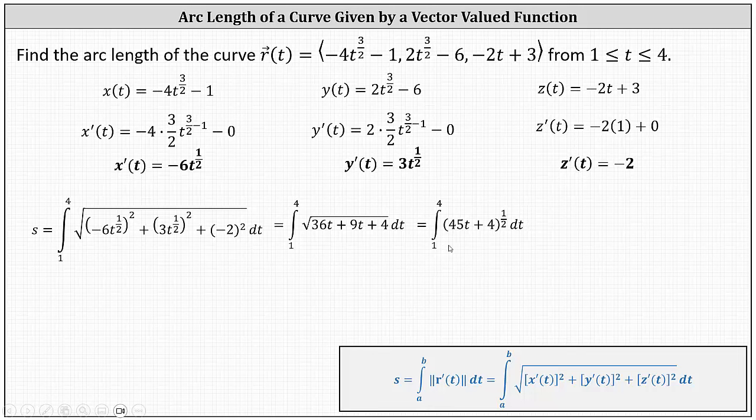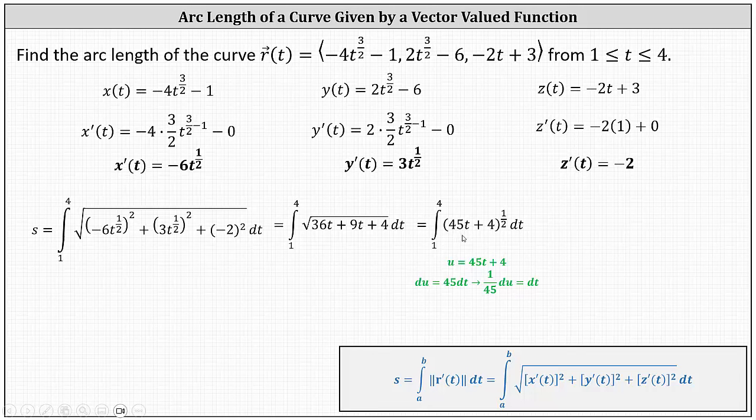To integrate, we need to perform u substitution, where u equals 45t plus 4, which indicates du is equal to 45 dt. Solving for dt, we divide both sides by 45. We have 1/45 du equals dt. And now let's write the integral with respect to u. And because 1 and 4 are t values, we will leave off the limits of integration.